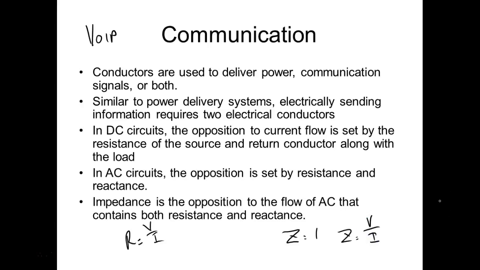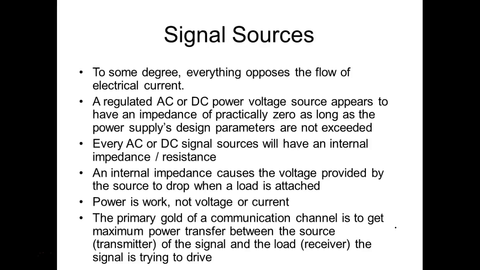It's still the same formula, except this would consist of apparent power. And what you'll find is that people who deal with communication cables will use the term impedance a lot. In fact, a lot of people dealing with AC will use the term impedance, whether it has resistance or reactance in it. To some degree, everything opposes the flow of current. Everybody understand that? A regulated AC to DC power supply source appears to have an impedance of practically zero, as long as the power supply design parameters are not exceeded.